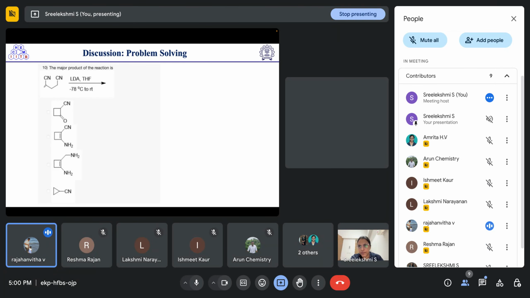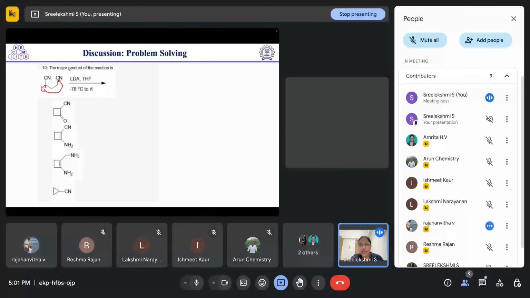If LDA removes a proton from the alpha position of one of the nitrile groups, that carbanion adds to the second cyanide. The C triple bond N changes to C double bond N, as NH. A four-membered ring is formed. Then the double bond N is removed on hydrolysis.